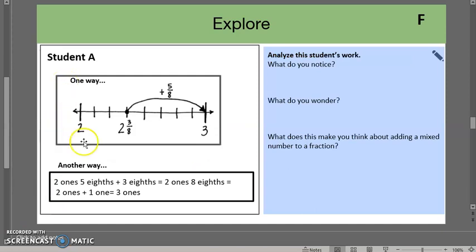Here's one way, a visual model, and here's another way, a written response. Take a chance to respond to these prompts, and on the next slide we will compare your responses to the ones I provided.